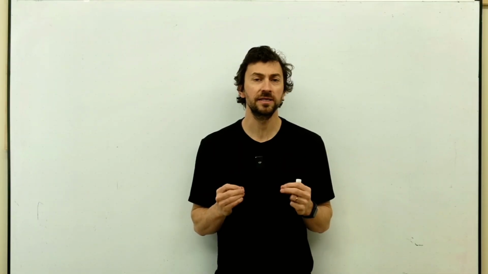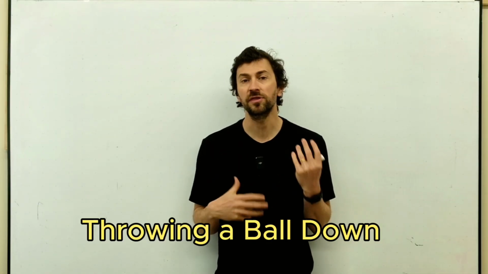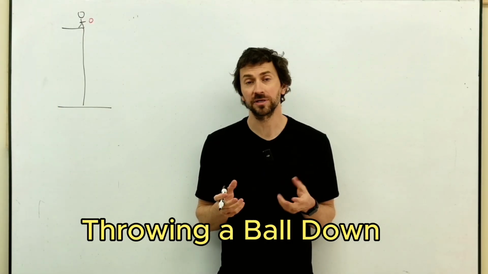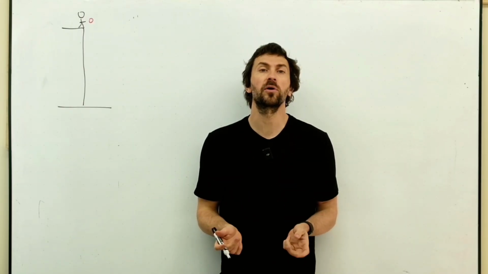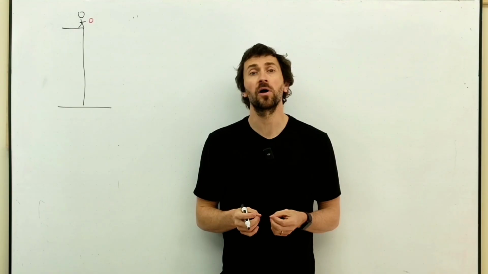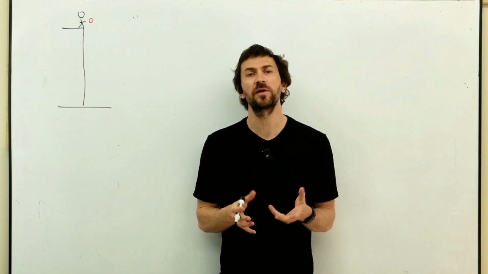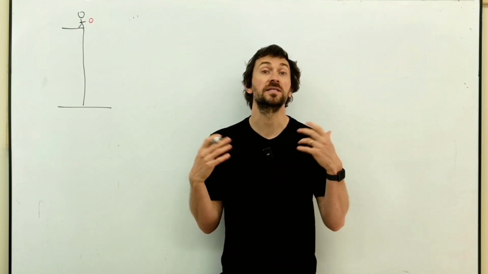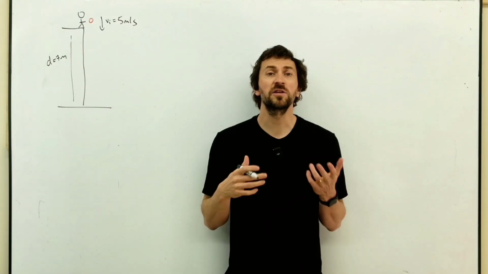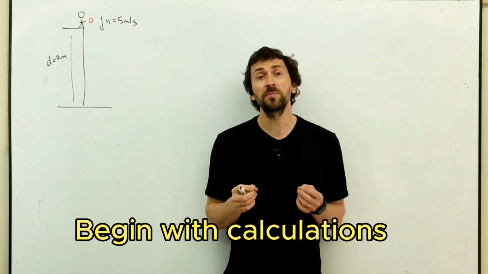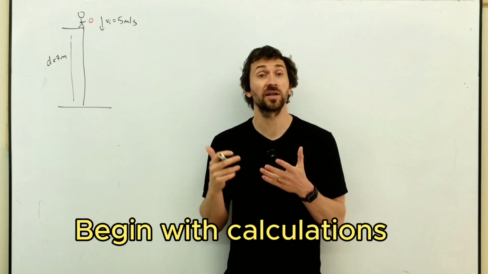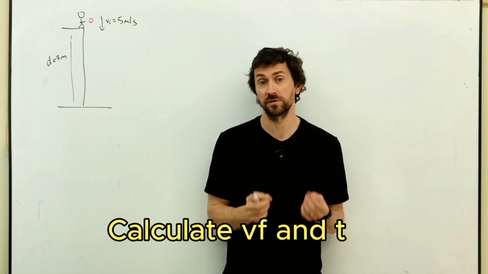Let's do another example situation to help you think through this more. Here's a person at the top of a cliff with a ball, and the person throws the ball downwards. Let's say the ball has an initial velocity of 5 meters per second, and the cliff is 7 meters high. Let's depict this situation with the motion time graphs, and we're going to begin by calculating the numbers. So let's calculate for v final as well as for time.